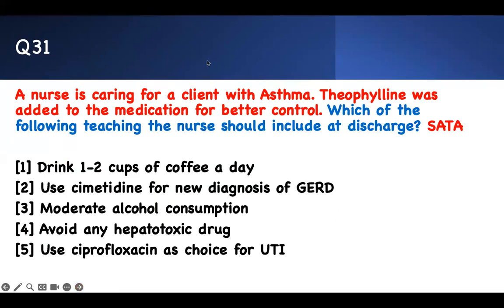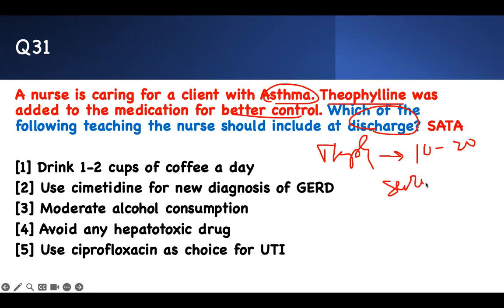Number 31. What do we have? Select or apply. Which of the following teaching should the nurse include at discharge? A nurse is caring for a client with asthma. If theophylline was added to the medication for better control, which of this should you include? Buzzword, theophylline. The therapeutic level is 10 to 20. It's high maintenance. It has a lot of side effects, with seizures and cardiac arrhythmia. You need to teach them to prevent that. How? According to 4C.